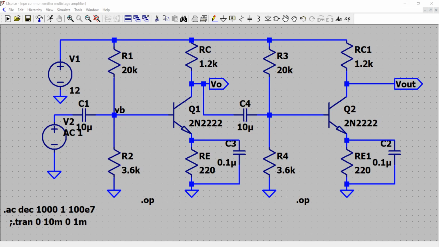The capacitances, which are called coupling capacitances here, have been chosen in such a way that their values are large enough at the specified signal frequency to have negligible reactance, and therefore they can be treated as an AC short circuit.